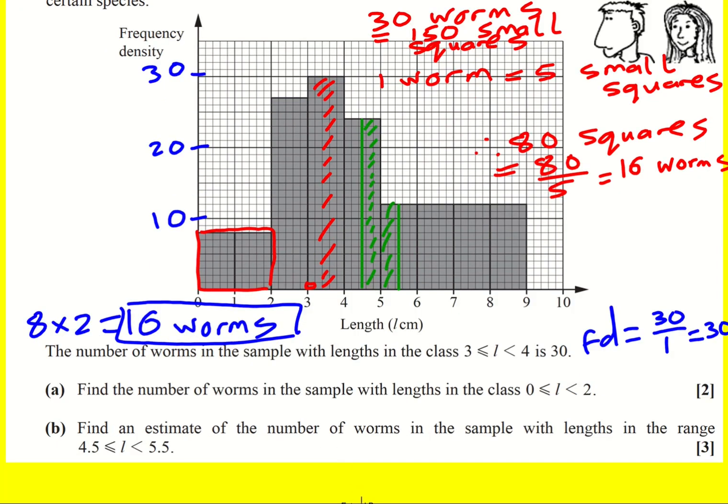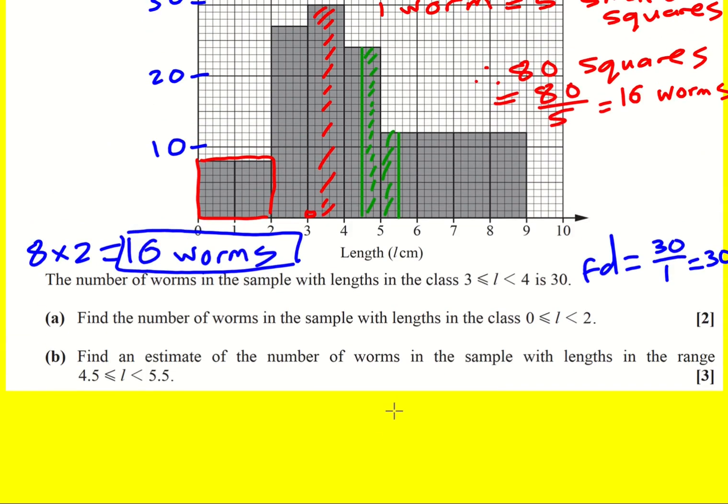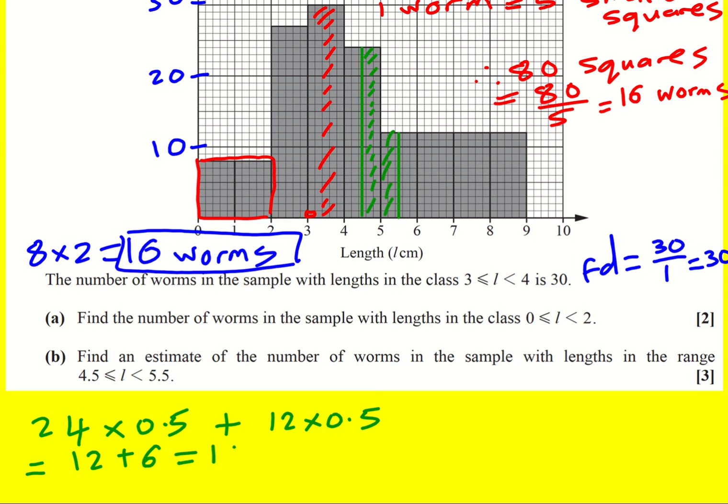Method 1 is to use my frequency density again. I can see that this is going to be 24, and I'm going to times that by 0.5. So that gives me area 1, this bit on the left. Then I'm going to add 12 times 0.5. So that gives 12 plus 6, 18 worms as my estimate.